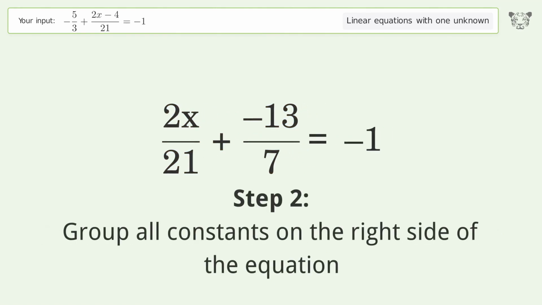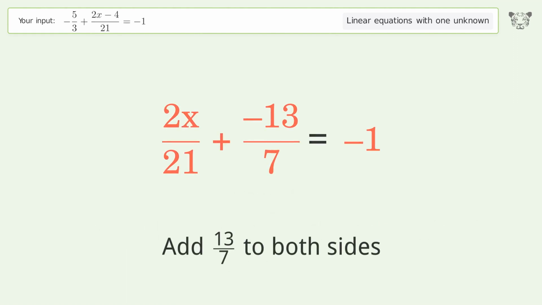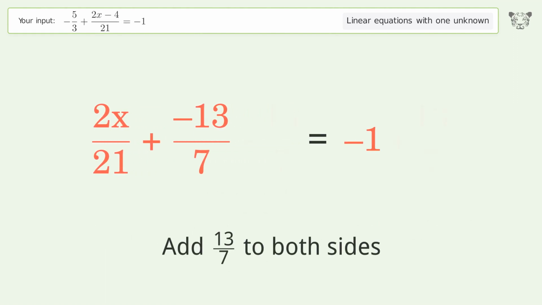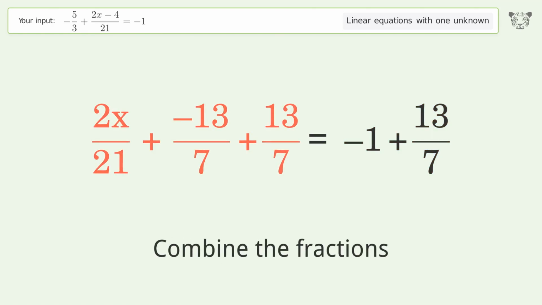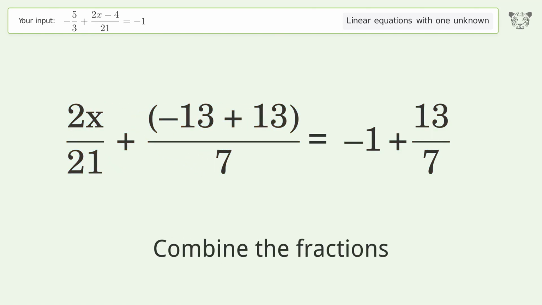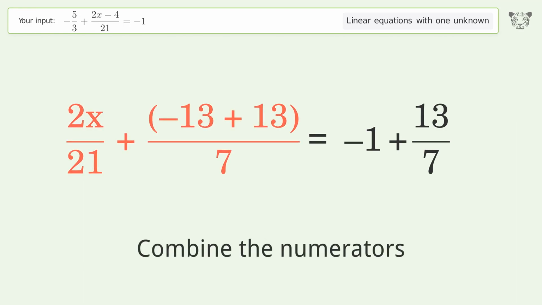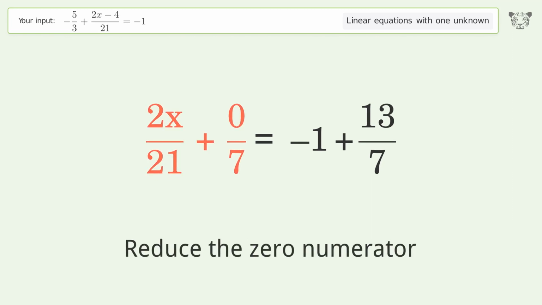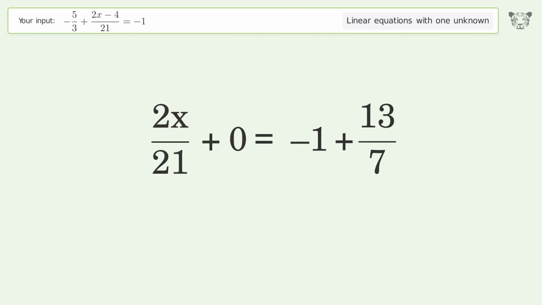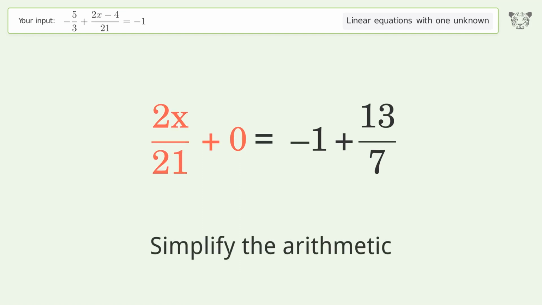Group all constants on the right side of the equation. Add 13/7 to both sides. Combine the fractions. Combine the numerators. Reduce the zero numerator. Simplify the arithmetic.